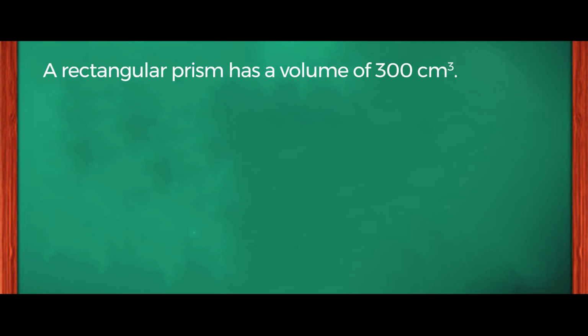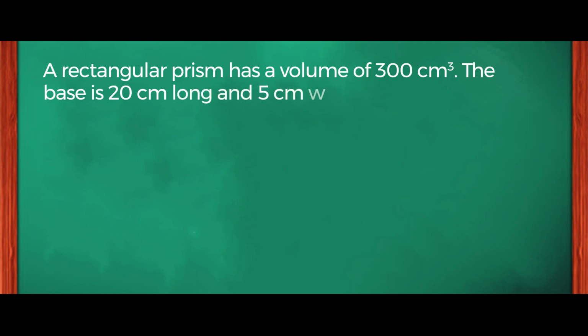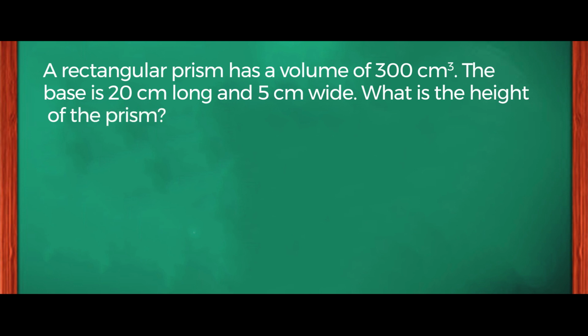Let's take an example. This time let's have a different one, where you are given the volume, you are given two of the dimensions, and you will be asked to find the missing dimension. Here is the question. A rectangular prism has 300 centimeter cube as a volume. Its base is 20 centimeter long and 5 centimeter wide. What is the height of the prism?